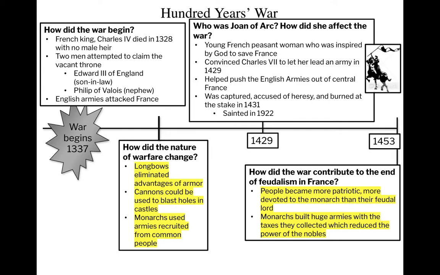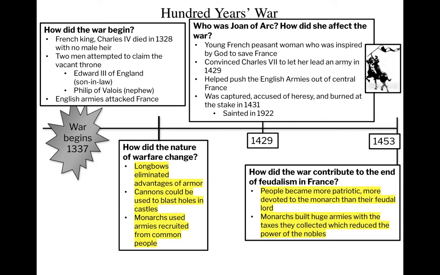And then the last thing, so how did it contribute to the end of feudalism in France? People started to become more patriotic because they started to get a more sense of nationalism. So that's kind of an idea of what does it mean to be French? What does it mean to be English, and how are those two different? It's kind of like school spirit, like we're the K-Hawks and we do things a certain way, and we don't like the Tigers over in Edwardsville because they do things their way. So it's kind of similar to that.